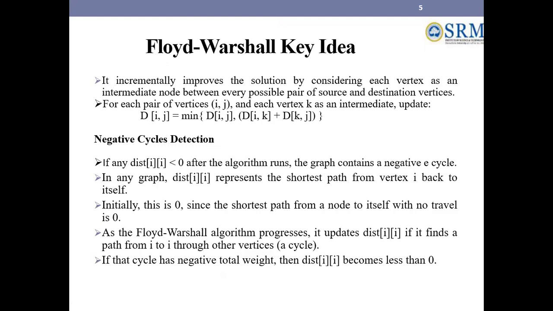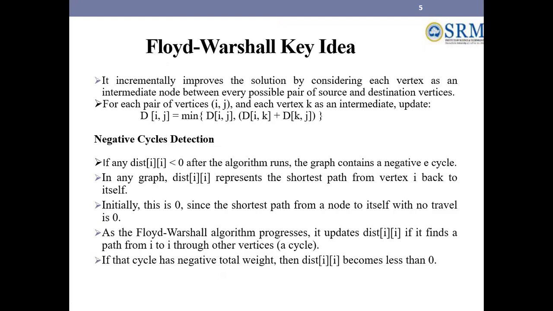Since the shortest path from a node to the same node is no travel, the cost is always 0. As Floyd-Warshall's algorithm progresses, it updates d of i, j, the distance between i and j. If it finds a path from i to i through other vertices, a cycle, and that cycle has negative total weight, so the diagonal value becomes negative, it means the graph has a negative cycle.